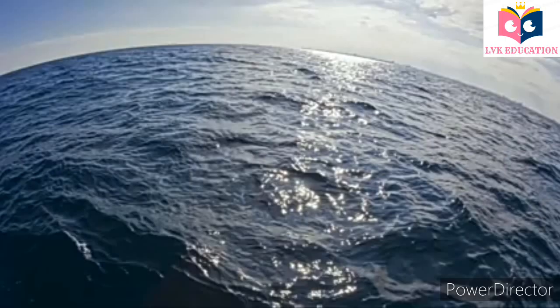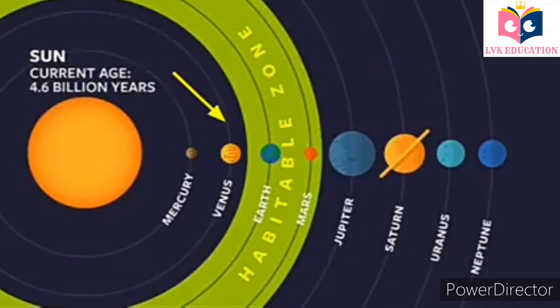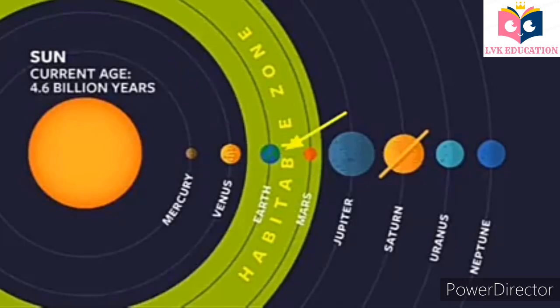In this zone only, water is in liquid state. But if we go outside of this zone, it is very cold, so water is in solid state, meaning ice. If we go inside of this zone, it is so hot, so water is in gaseous state, meaning water vapor. Currently Earth is in the habitable zone. It is our luck.